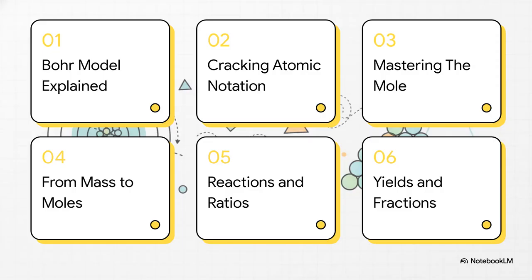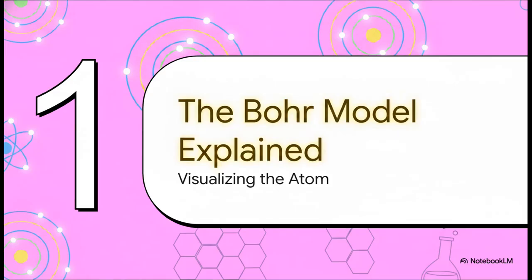We'll start super small, visualizing one atom. Then we'll learn its language. After that, we're going to scale way up, learning how chemists actually count and react trillions of them at a time. It's all about going from the micro to the macro. First up, the Bohr model.